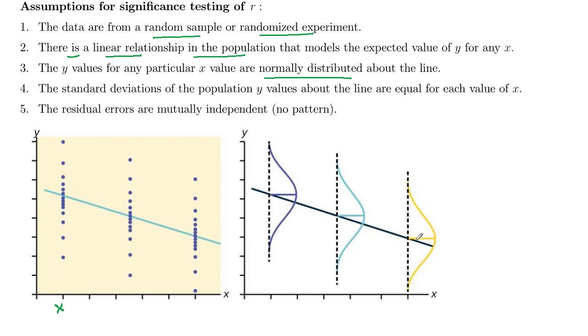Here's that distribution. Lastly, the standard deviations of the population of Y values about your line are equal. So if you look at these normal distributions, you can see that the width of all of those normal distributions is equal. So the spread or the variation of these Y values for a particular X are all the same. And then your residual errors have to be mutually independent, which is saying that there's no pattern.